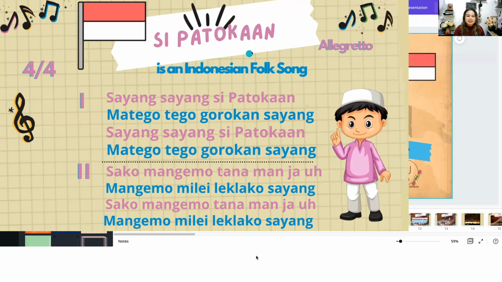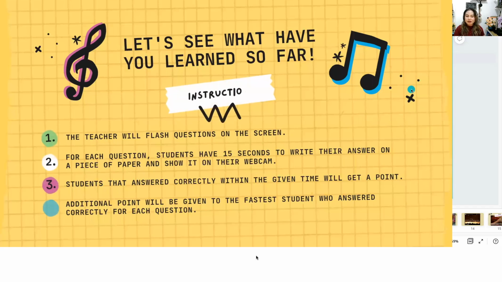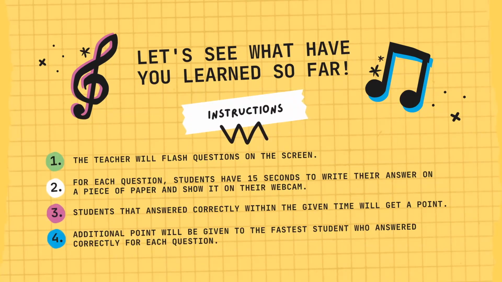Moving on, let's see what you have learned so far. Are there any questions with regards to our lesson before we move on? If there is none, let us see what you have learned so far. The teacher will flash questions on the screen. For each question, students, you have 15 seconds to write your answer on a piece of paper and show it on your webcam. Students who answered correctly within the given time will get a point. An additional point will be given to the fastest student who answered correctly for each question. Are you ready? All right, let's get started.